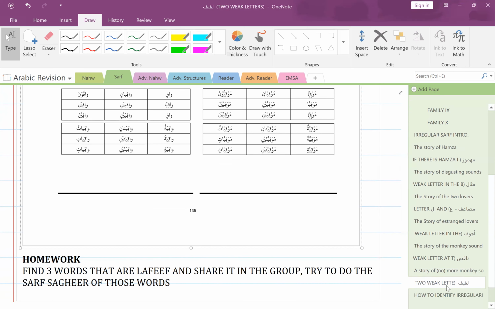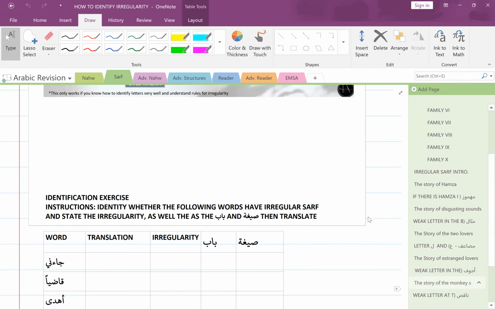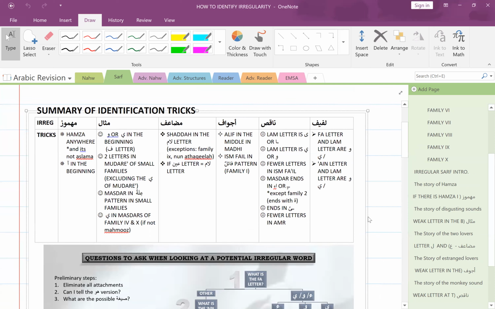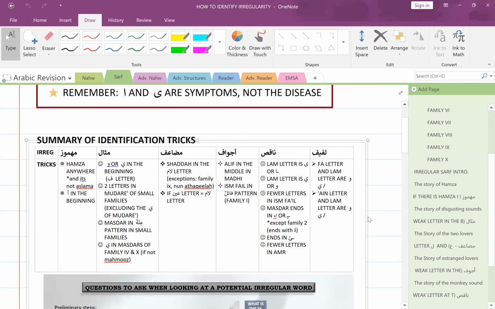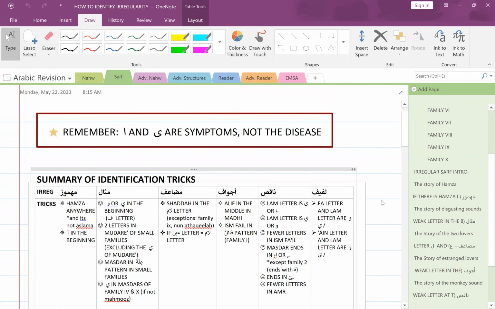Okay, so because we have a few minutes here, I'm going to introduce a couple of tricks that I tried to compile to help you when you're looking at a word. We've done all these irregularities, the whole of sarf, regular and irregular. So when I look at a word, where do I begin? How do I know what kind of word this is?